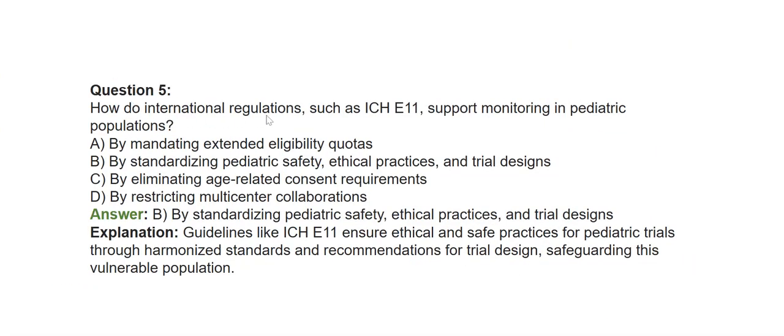Question 5. How do international regulations such as ICH E11, that is section E11 in ICH, International Council for Harmonization, which is particularly about pediatric participation in clinical research, support monitoring in pediatric populations? Is it A, by mandating extended eligibility quotas? B, by standardizing pediatric safety, ethical practices, and trial designs, mostly this one. C, by eliminating age-related consent requirements. D, by restricting multi-center collaboration.